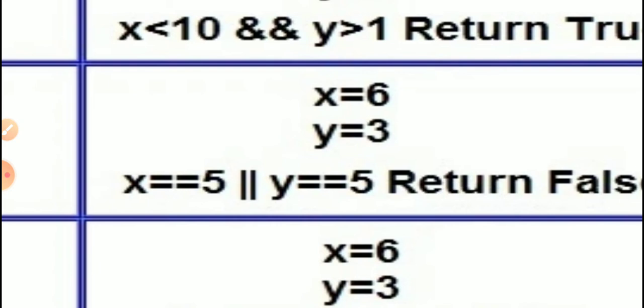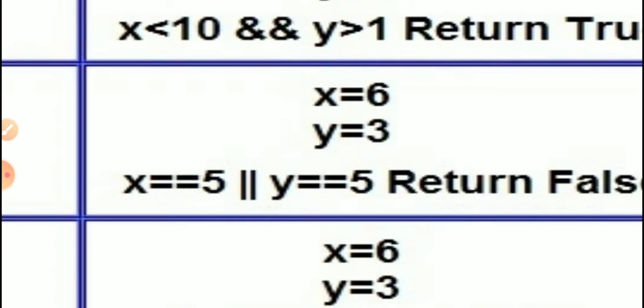Is x equal to 5? No, x is greater than 5 because the x value is 6. So the first condition becomes false. See the second condition here. y equal to 5. Is y equal to 5? No, y is 3. So 3 is lesser than 5. So the second condition also becomes false.